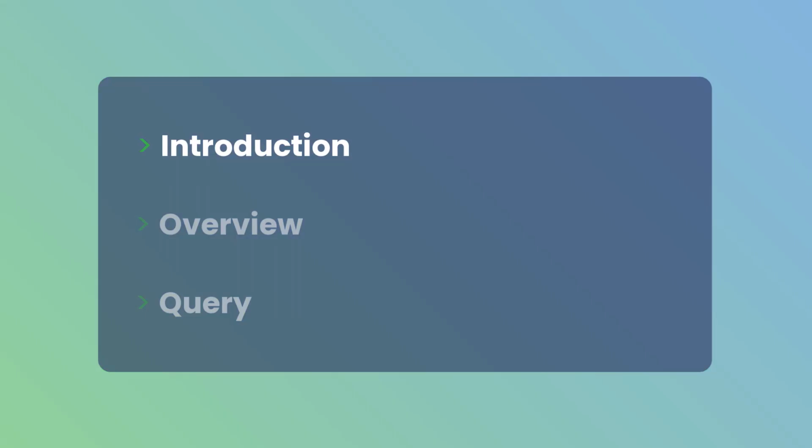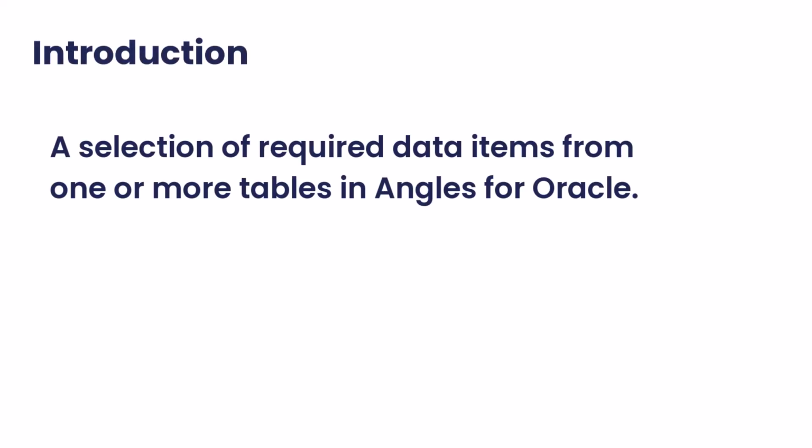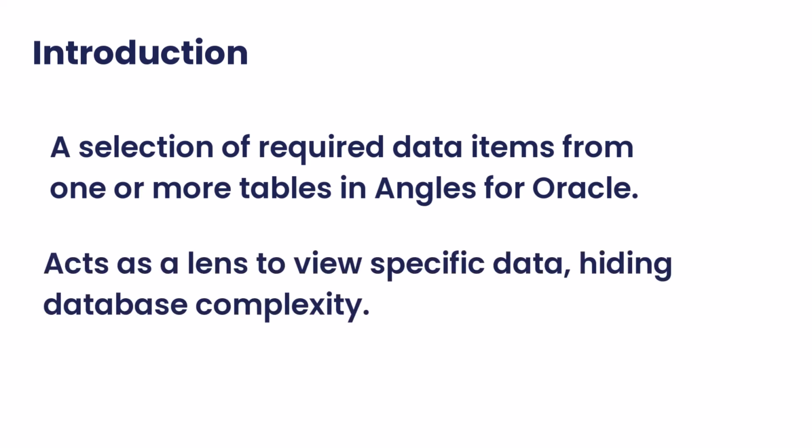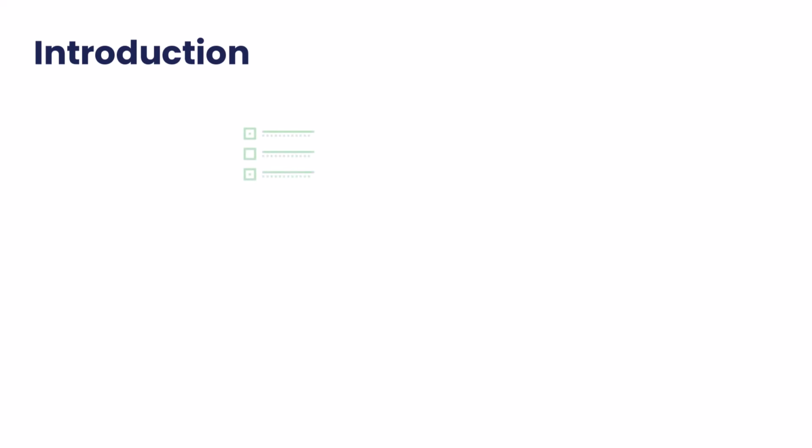Let's get started. A business view in Angles for Oracle is a selection of data items from one or more tables that is required for an application. It's like a lens through which you can view specific parts of your data, hiding the complexity of the underlying database structure. Let's consider an example.